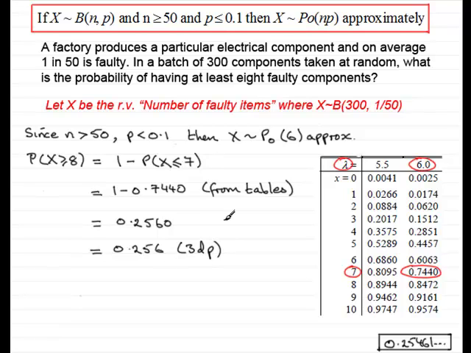And look at the amount of work that we had to do. Nothing really compared to if we had to work out the individual binomial probabilities. So you can see that this really is useful. But do remember, you can't apply it all the time. You've got to make sure that n is more than 50 and p is less than or equal to 0.1.